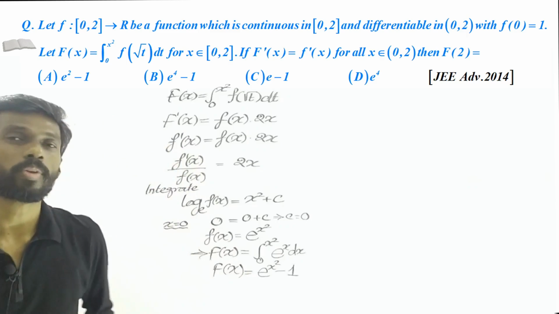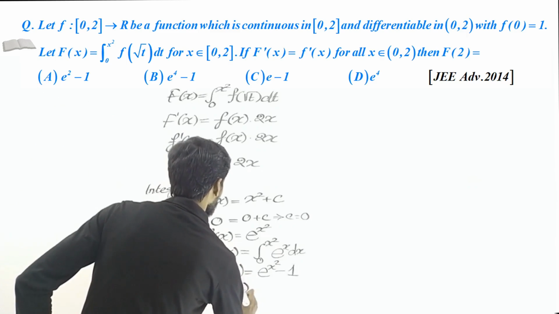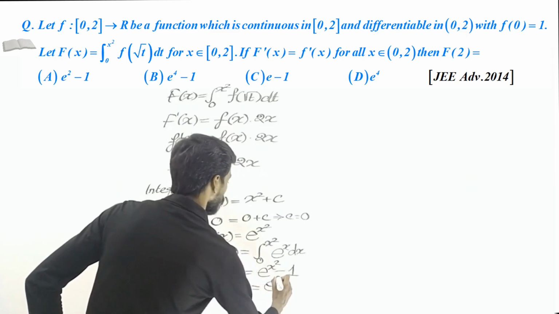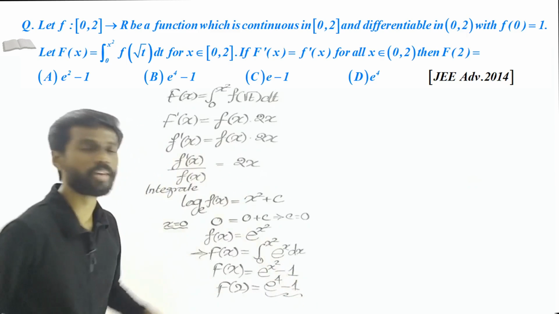Now we want f of 2. So substitute the x value 2 here. So f of 2 equals e to the power 4 minus 1. So that's all. This is the value of f of 2, right?